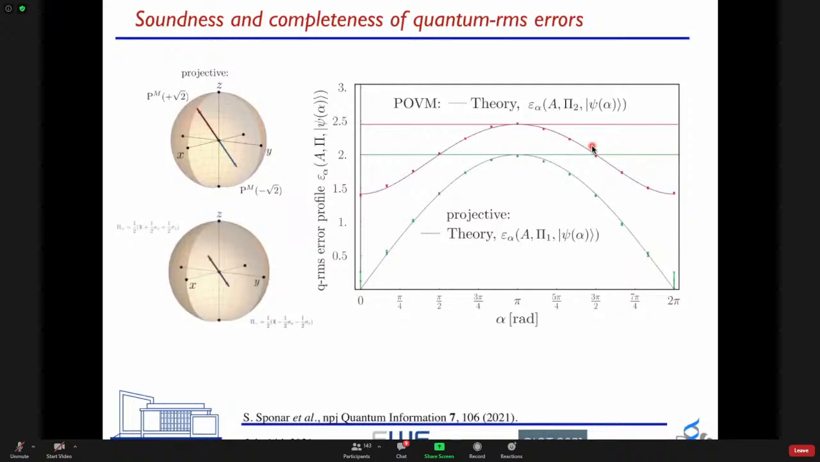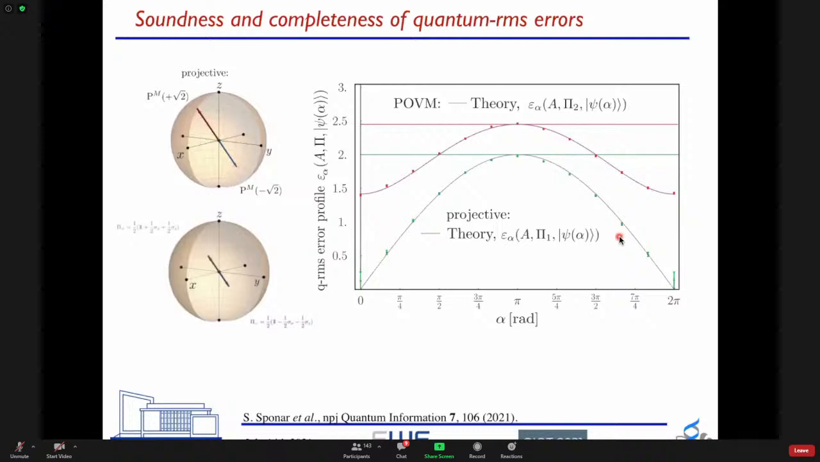When you analyze successive measurements, you would immediately see that you get different results, and it's the same here. So again, the error for the POVM measurement is taken as the supremum, which is square root 6, and here for the projective measurement, the error is given by 2. It's the supremum of this curve.